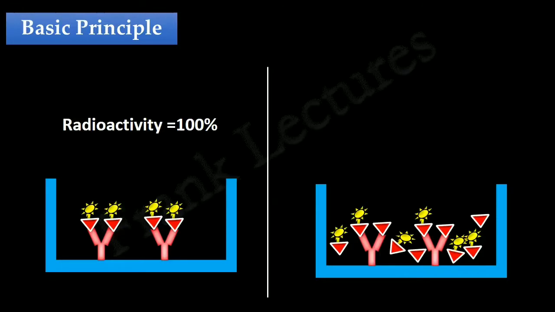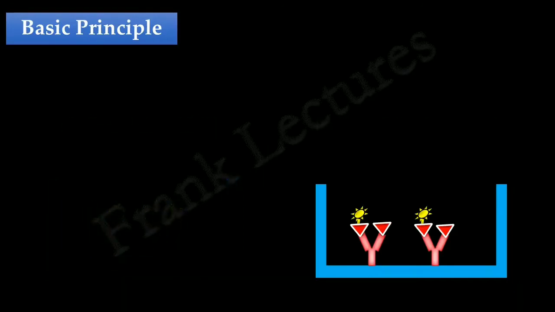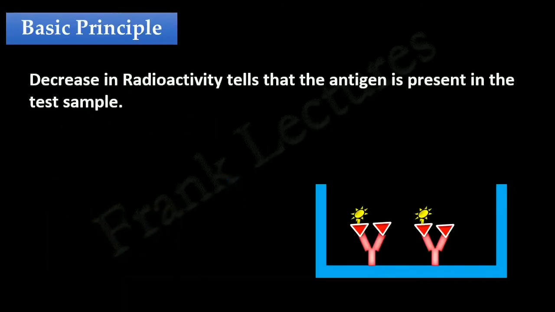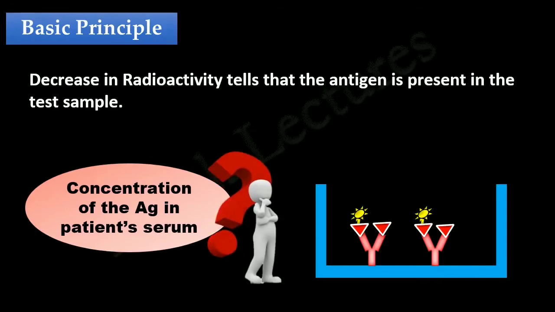Again, after binding takes place, the well is rinsed to remove any unbound antigens. If we now measure the radioactivity of this well, it will not be 100%. It will decrease because the unlabeled antigens have replaced some of the radio-labeled antigens. Decrease in radioactivity tells us that the antigen is present in the test sample. But how to determine the concentration of this antigen?